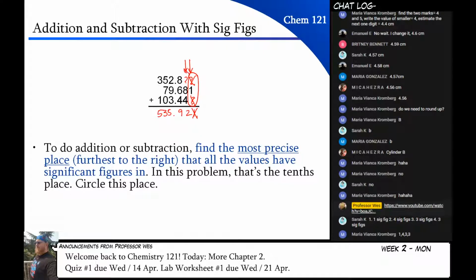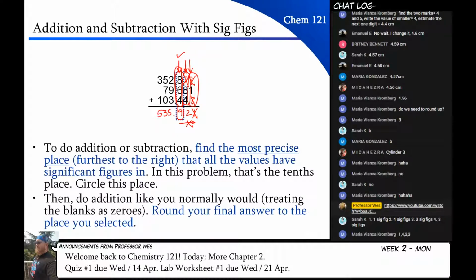Let's look at this one. Is there a digit in every value? No. Let's move over. Is there a digit in every value? Yes. So I get to stop at that spot, but no further. I cannot keep anything past it. That's how we circled that spot. Oops, I erased everything. So there's our number. That's our answer we report.